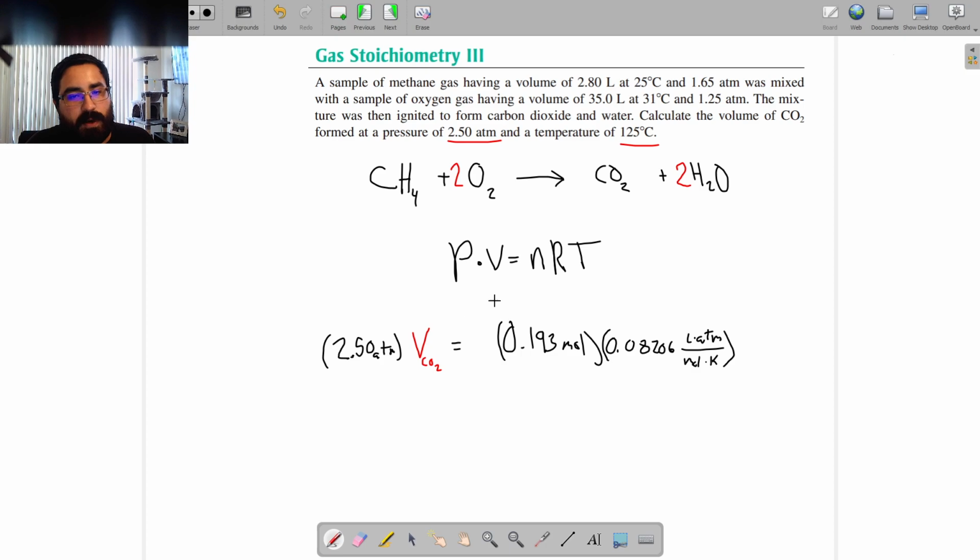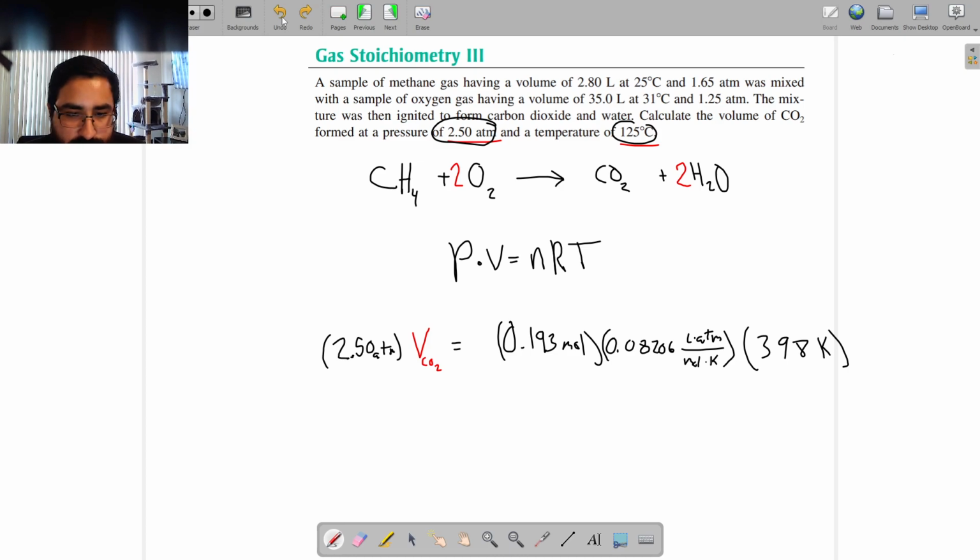So pressure, volume, moles, R, and then the temperature was 125, but we got to add 273. And that makes it 398 Kelvin. Those of you that spaced out and are wondering where I got this from, I got it from here and here, and we calculated this together. Rewind and watch it. So how do we get V by itself? Divide both sides by 2.50 ATM.